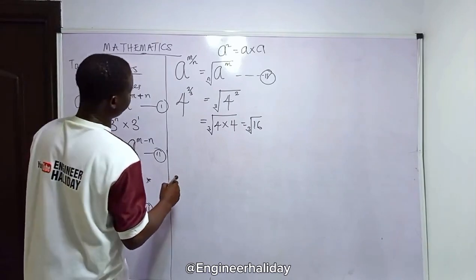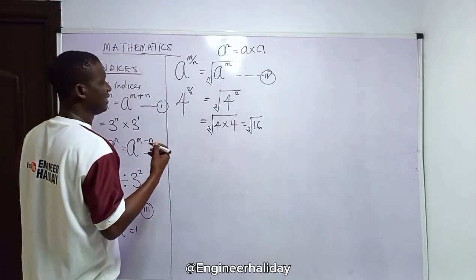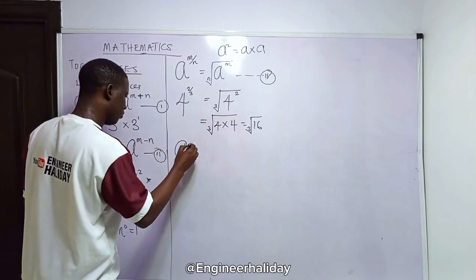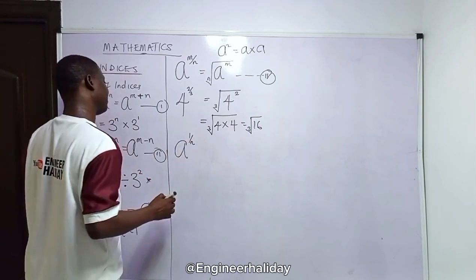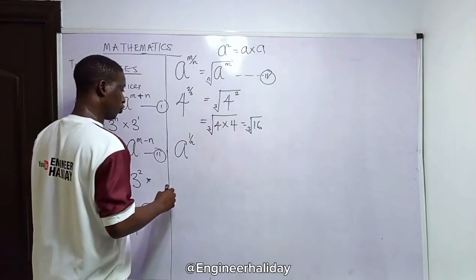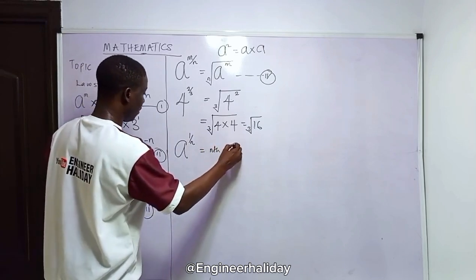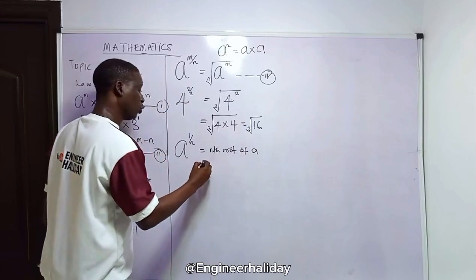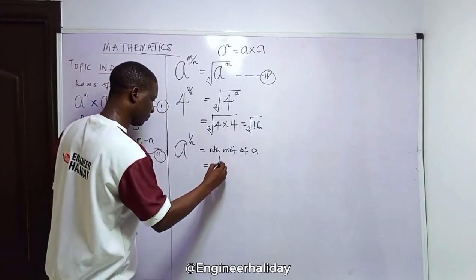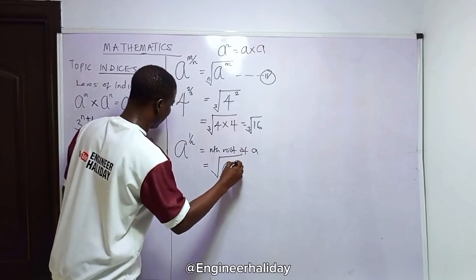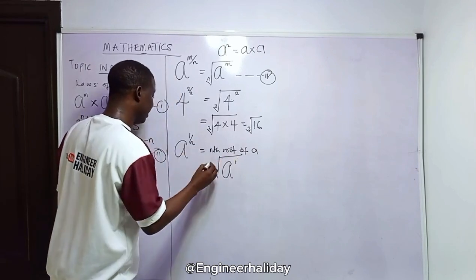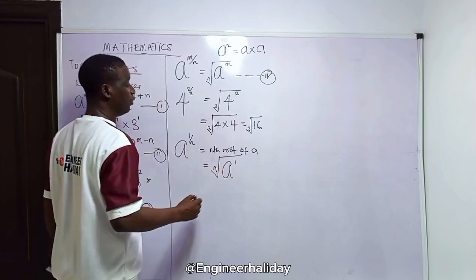Then we'll go to rule number 5. Let's say rule number 5 has something in common with 4. Let's say we have 1 over n. This one is called the nth root of a. So how do we write it? We are going to write it as a raised by 1 over n, where this 1 will belong to the power, then the n will form the root, the nth root.